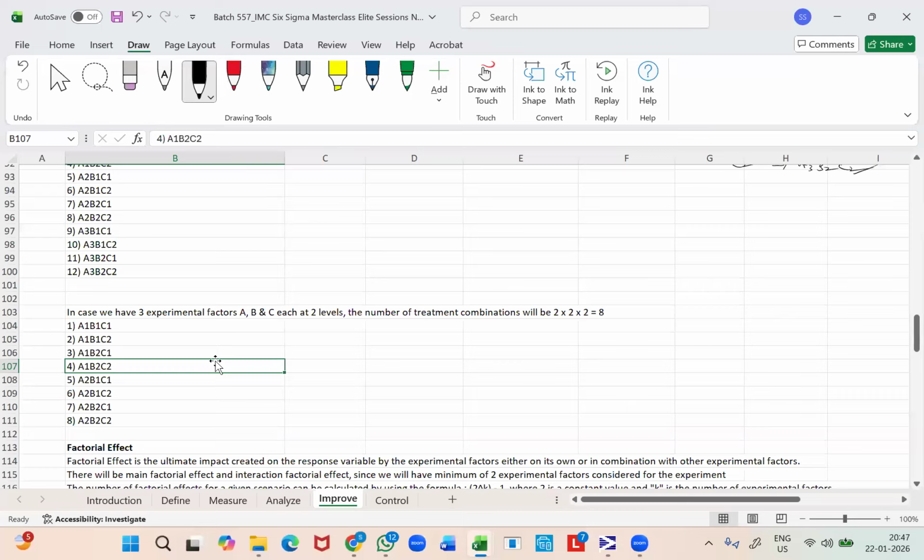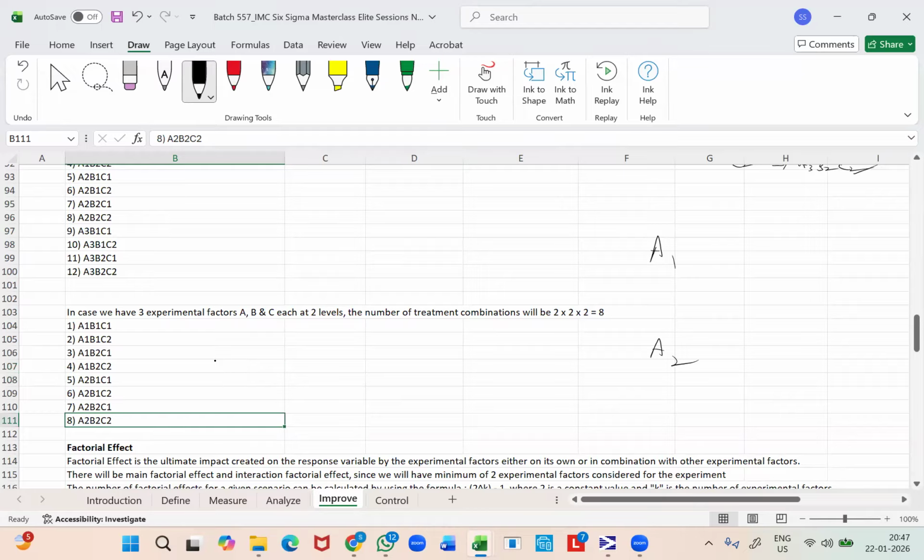So the A1 part is over. Now moving on to the A2 half. A2, B1, C1, A2, B1, C2, A2, B2, C1 and A2, B2, C2, right? So if you find it difficult to list down all these 8 treatment combinations in one go, as I told you, we can always create this decision tree like structure.